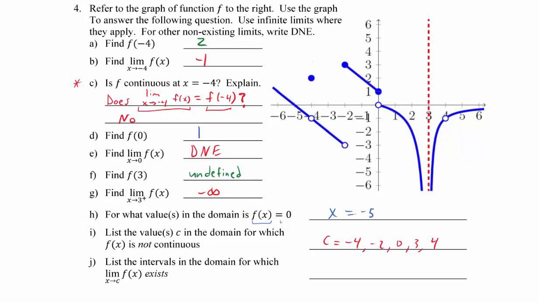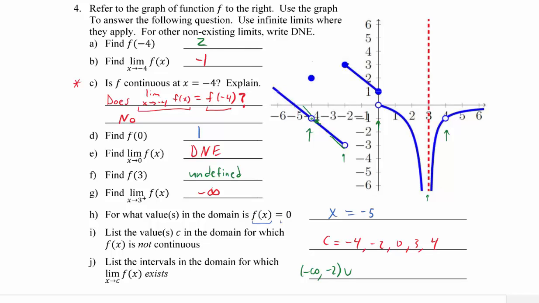Part J, list the intervals in the domain for which the limit as x approaches c of f of x exists. Now, wherever the function is continuous, the limit also exists. I just need to investigate the same few points, these x values, to see if the limit exists there. And the point is, the limit exists at holes. The left-hand limit equals the right-hand limit here, so I really don't care about that value. The limit exists there. The limit does not exist at x equals -2 because the left-hand limit does not equal the right-hand limit. So everywhere from -infinity to -2, the limit exists.